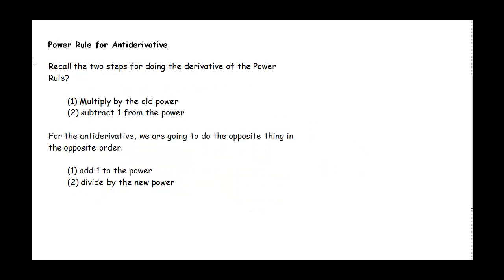Let's start with the power rule. So remember, when we were taking the derivative of a function where we had to use the power rule, let's say the derivative of x cubed, what we did was first we put the exponent down in front, and then we add x to the 1 less. So we subtracted 1 from the exponent. So we have 3x squared.